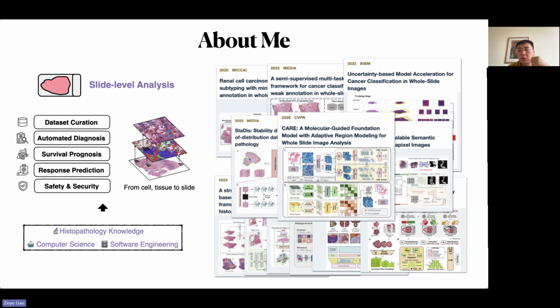A lot of foundation model work today mainly works on how much data we can get and how we can align with some molecular or report signals, but they didn't really care about the structure of the foundation model framework. So I'm going to introduce that later. And this is slide level analysis.